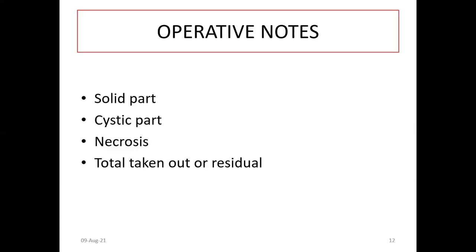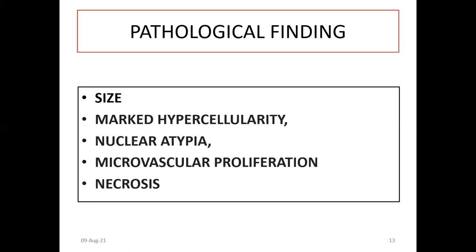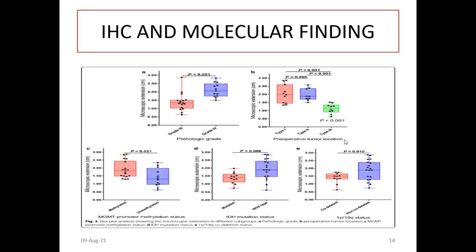Operative notes are also important. We have to see the solid part, cystic part, necrotic part, whether total surgery was done, totally taken out or some residual is there; you can get that from the notes. Pathological finding: what is the size, whether hypercellularity, nuclear atypia, microvascular proliferation, necrosis we can find. It is shown in the IHC and molecular findings that if it is grade 3 and grade 4, the microscopic extension is beyond 2 centimeter, 2 to 5 centimeter in grade 4.